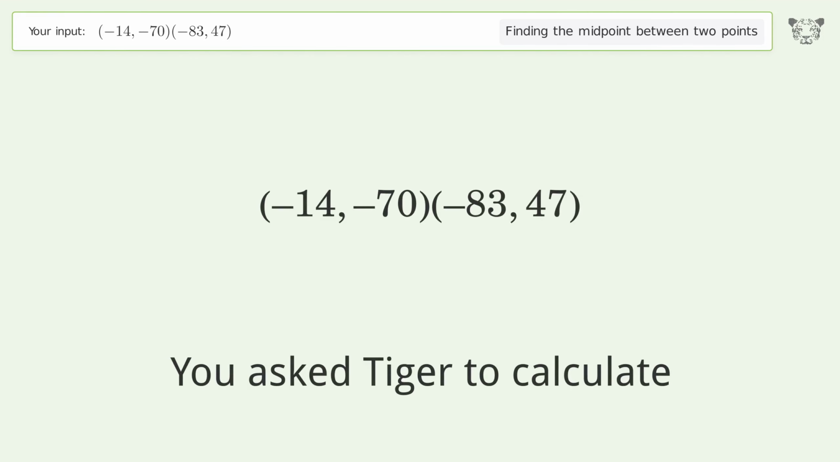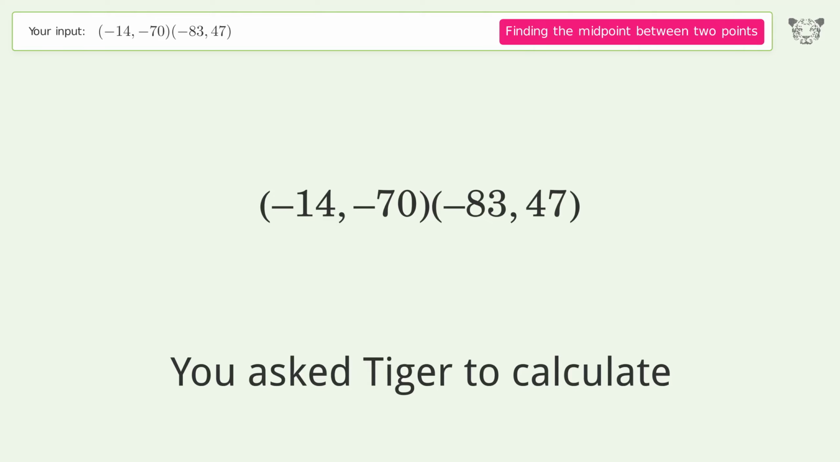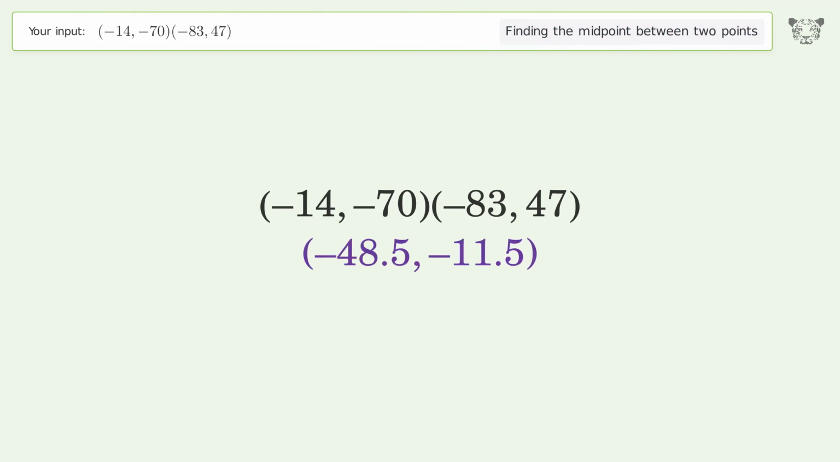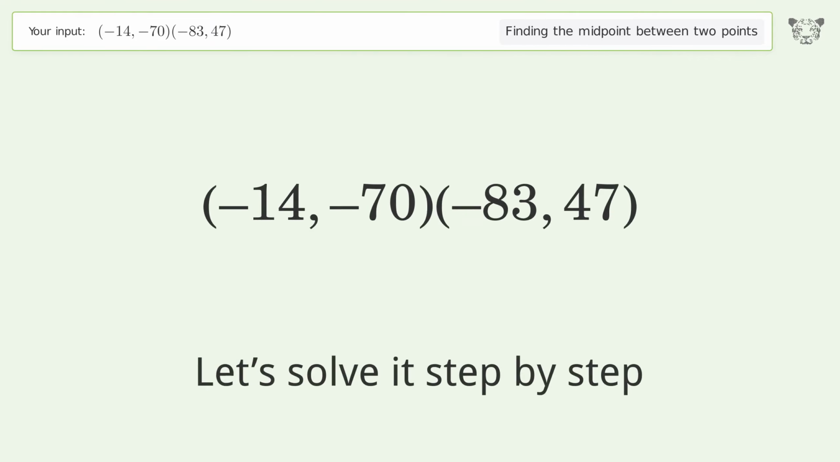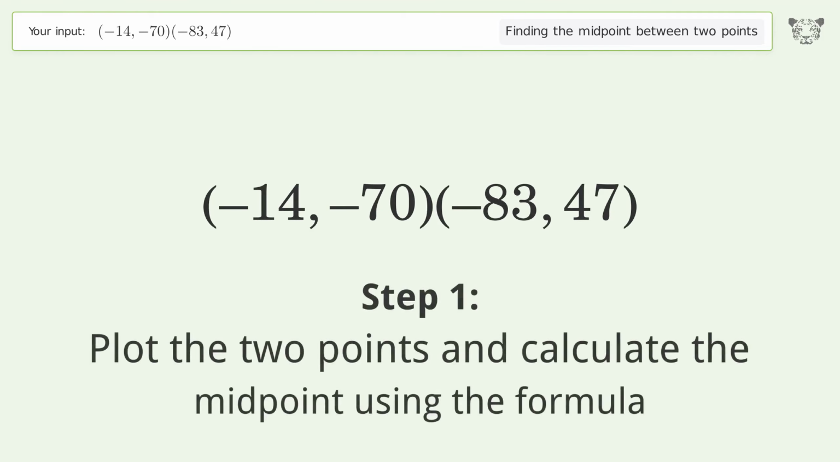You ask Tiger to calculate. This deals with finding the midpoint between 2 points. The midpoint between the 2 points is -48.5, -11.5. Let's solve it step by step. Plot the 2 points and calculate the midpoint using the formula.